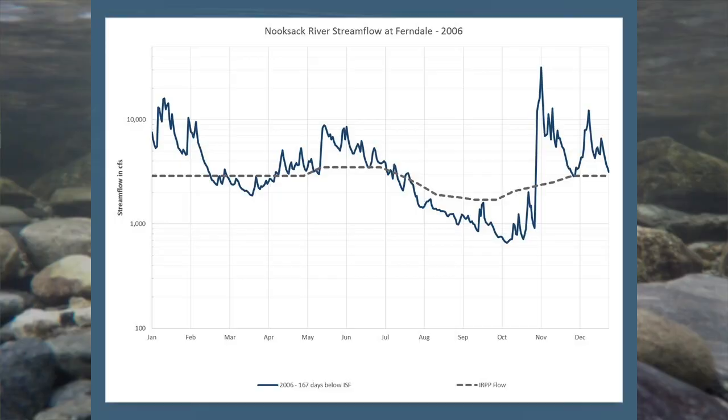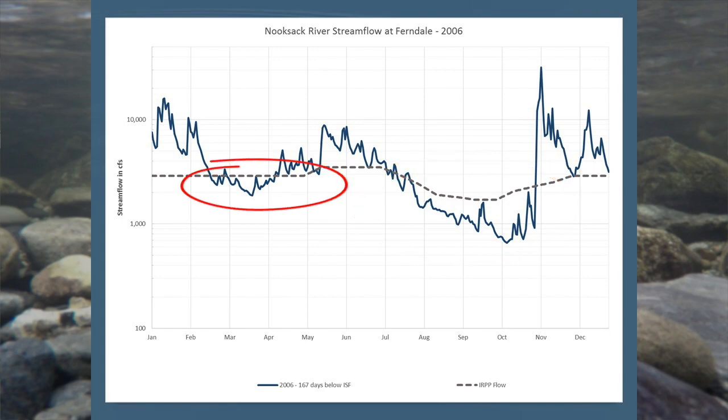So taking that further, we can look at an example. This is the Nooksack River in 2006. So the blue line is actual stream flow recorded in the Nooksack River by the USGS in 2006. One way to assess how the flows that were measured in the river relate to the in-stream flow is just a simple accounting. How many days were below the in-stream flow in that year? So for 2006, there were 167 days below the in-stream flow.